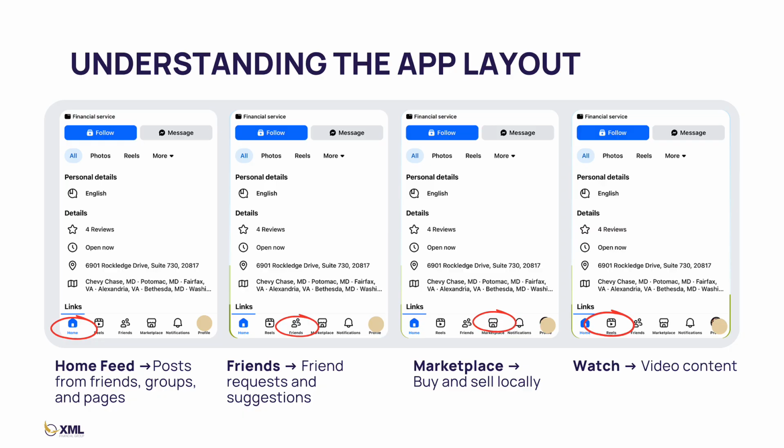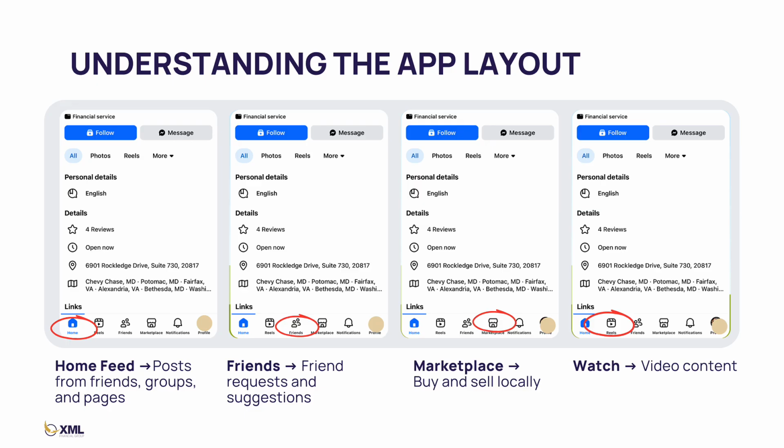Now let's look at the overall layout of Facebook. When you open the app, you'll usually land on your home feed. The home feed is where you'll see posts from friends, family members, groups, and pages you follow. Think of it like your daily newspaper filled with updates from people and organizations you care about. You'll also see a friends section. This is where you can review friend requests and discover people you may know.